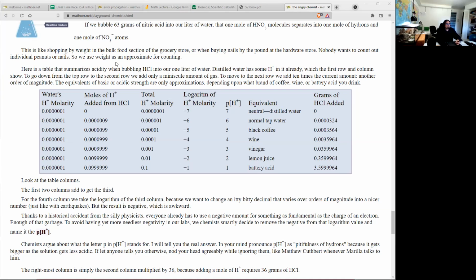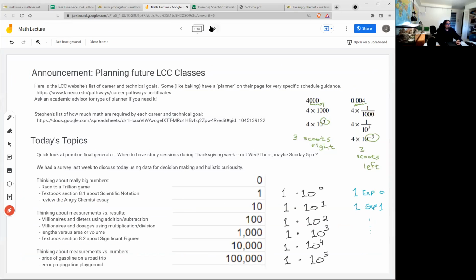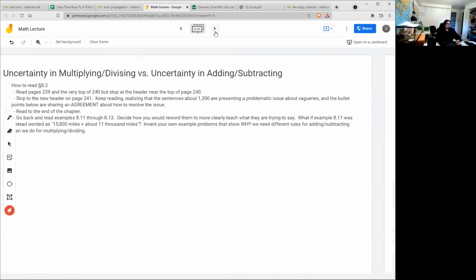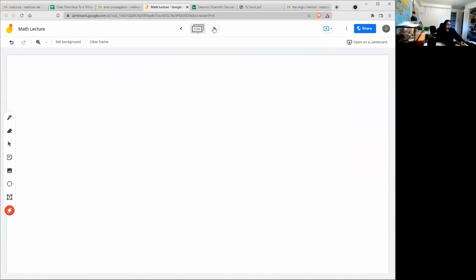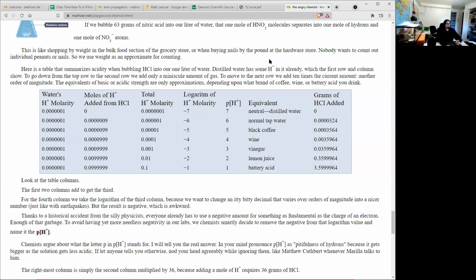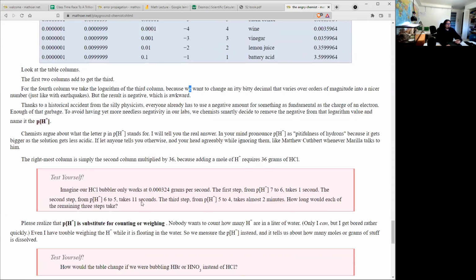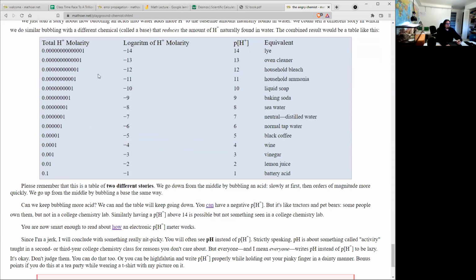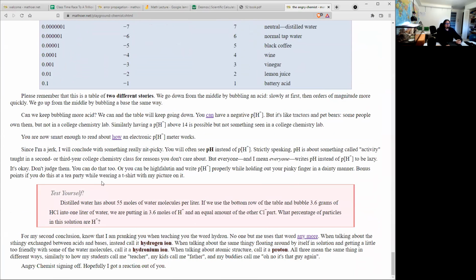So the part that should look familiar is this part, right? This looks like the stuff with significant figures we just did. So focus on the middle of that chart. And then because maybe you're going into chemistry, we talk about how this really works with basic things as well as acidic things.